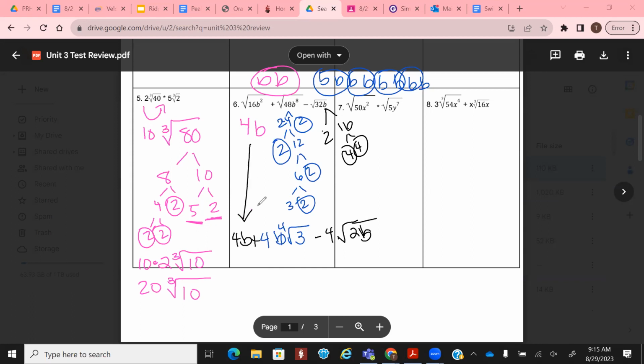So if we combined all of our stuff, we would get this hot mess. We can't combine anything together because it's not the same underneath the radical.